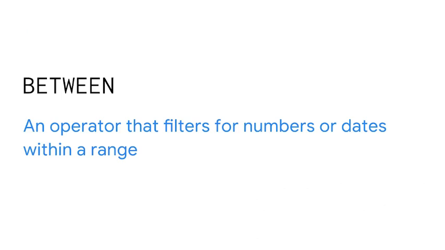We can also filter for numbers and dates by using the between operator. Between is an operator that filters for numbers or dates within a range. An example of this would be when looking for all patches installed within a certain range. Let's do this. Let's find all the patches installed between March 1st, 2021 and September 1st, 2021.